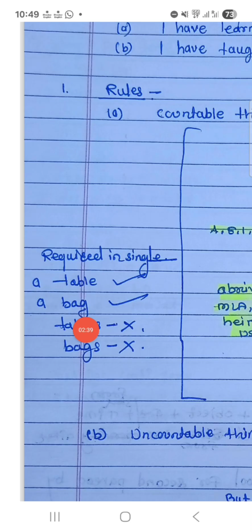Before a noun use an article, and here a table. If tables, that means no article. Bags, that means no article. In the plural condition there is no article; only in the singular condition do we use the article.